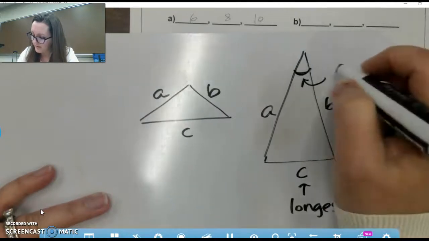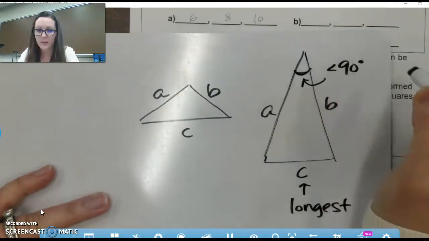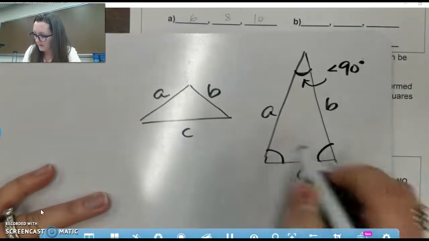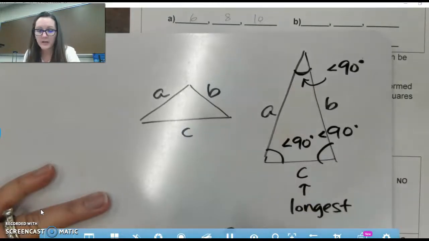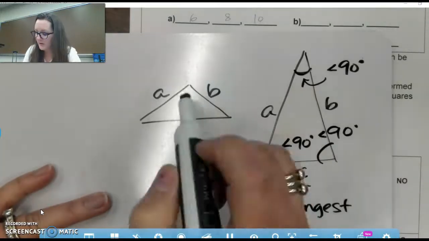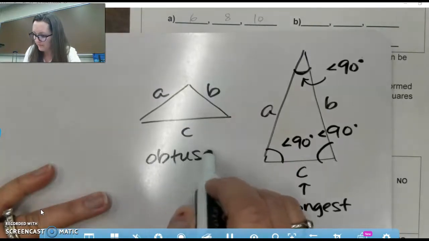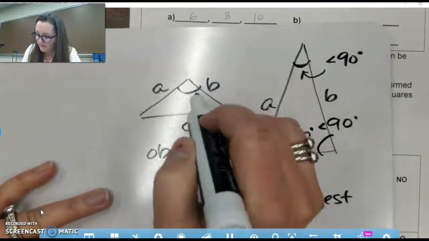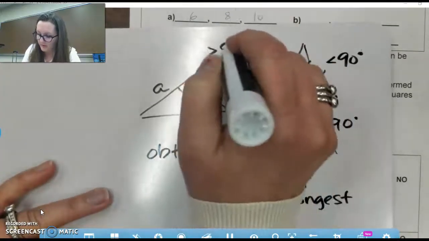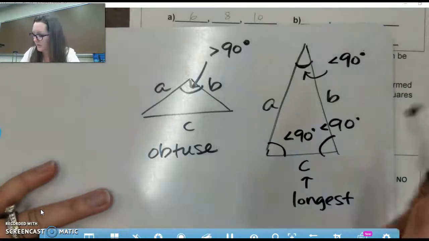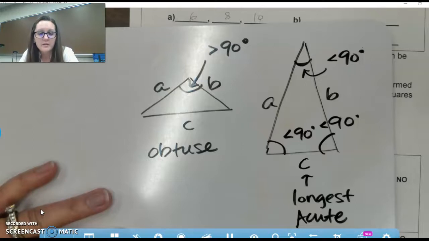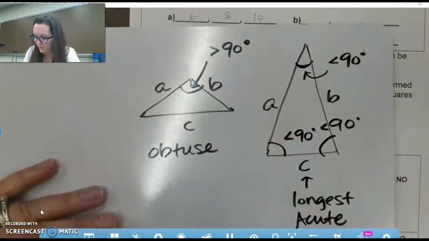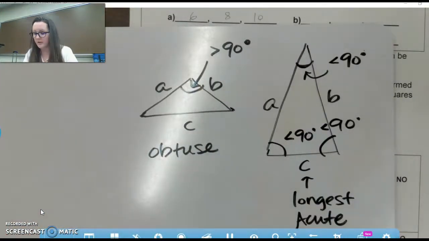So acute has angles less than 90 degrees, right? They're all less than 90 degrees. So none of them are 90, they're all less than 90 degrees. For obtuse, you have one of them that is greater than 90 degrees, right? So that's our obtuse and our acute. Acute. Let me label correctly. So we're going to prove whether they're obtuse or acute. You can do that using the Pythagorean theorem.